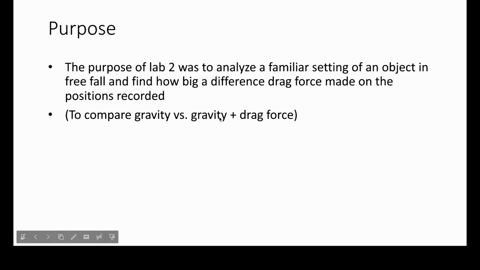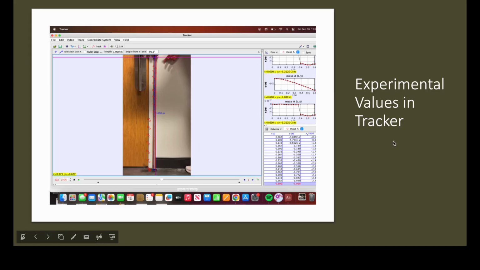The purpose of Lab 2 was to analyze a familiar setting of an object in free fall and find how big a difference drag force made on the positions recorded. So here are my experimental values in Tracker. It was pretty routine. I just plotted the points of the point mass and found the object's position versus time.